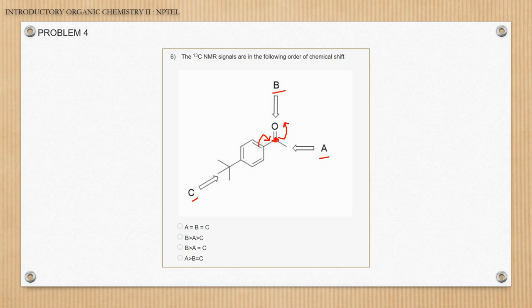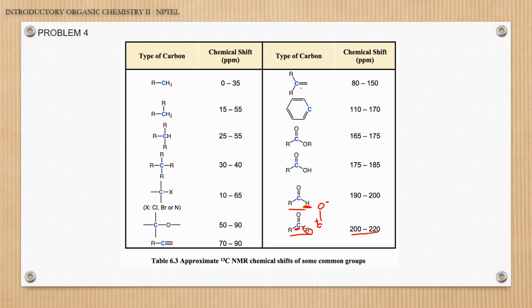Is it A or is it C? A. Because of the presence of this carbonyl here, this methyl group becomes deshielded compared to the methyl present at this other position. So now this A will have a higher chemical shift value than the C. Acyclic methyl groups range between 0 to 35.